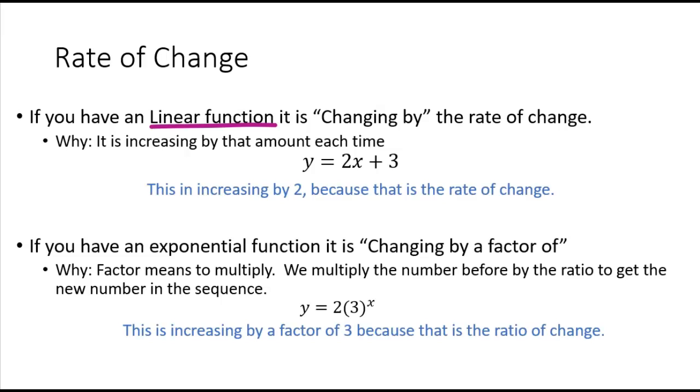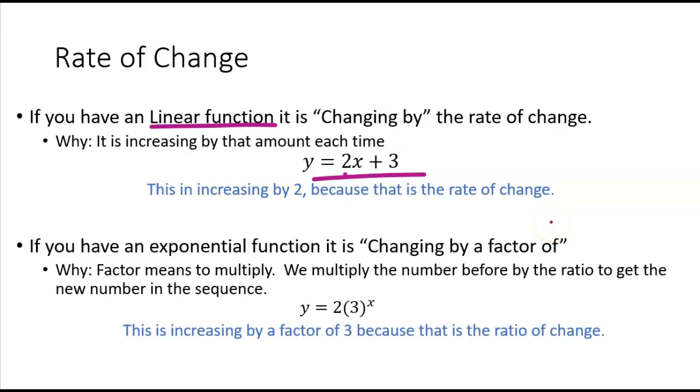If you have a linear function, then it is going to be changing by the rate of change. So, if we have a linear function, we need to look at our slope, and we will say that it's increasing or decreasing by that. This is positive. So we have increasing by 2 because the rate of change is 2.